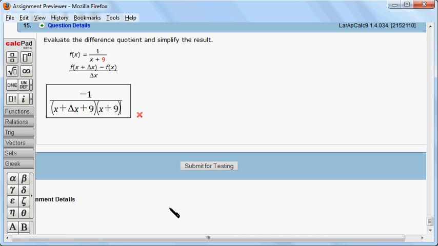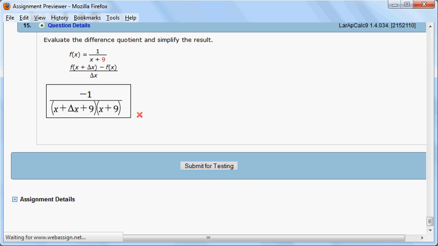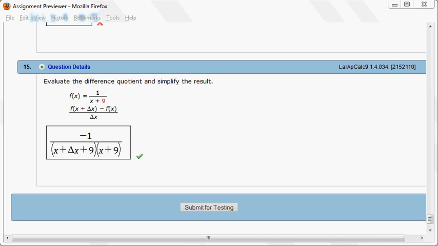So that's the answer. Let's check and submit for testing. I'll be right back. Okay, it came back and yep, I was correct. So that's it. I hope that this was clear.